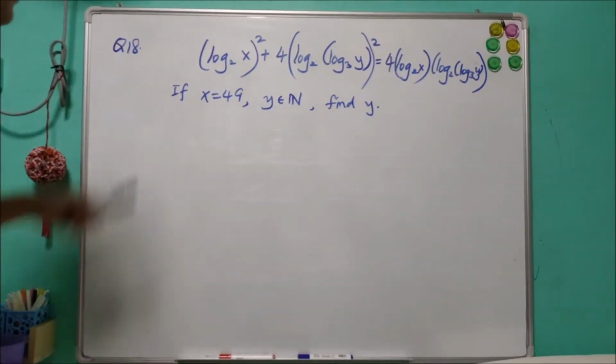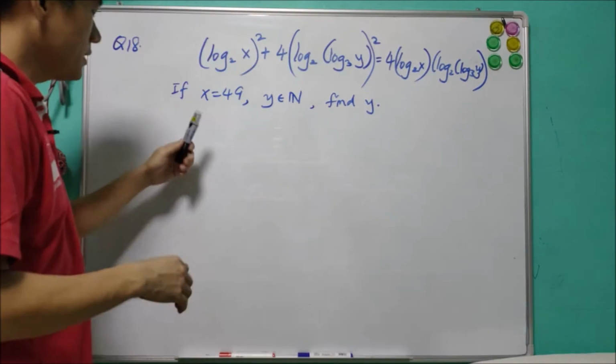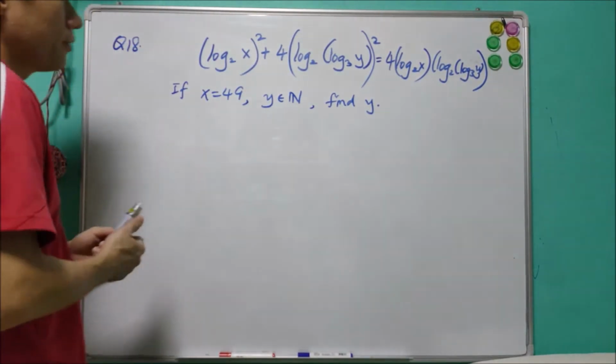This is question 18. Given that x and y fulfill this equation, if x is 49 and y is a positive integer, what is the value for y?